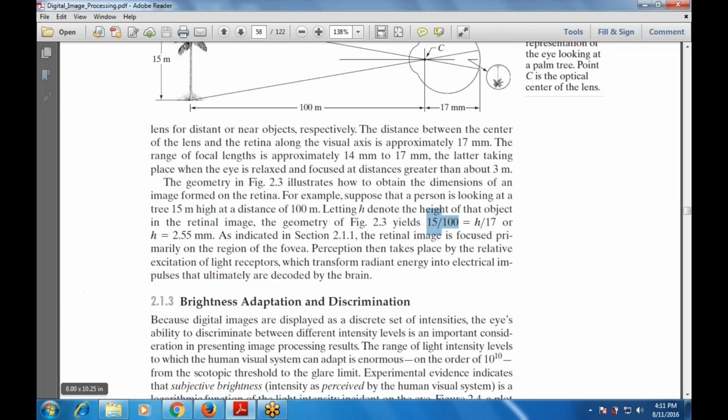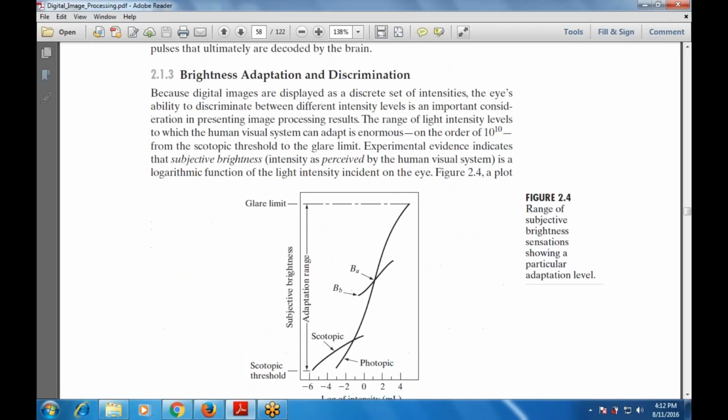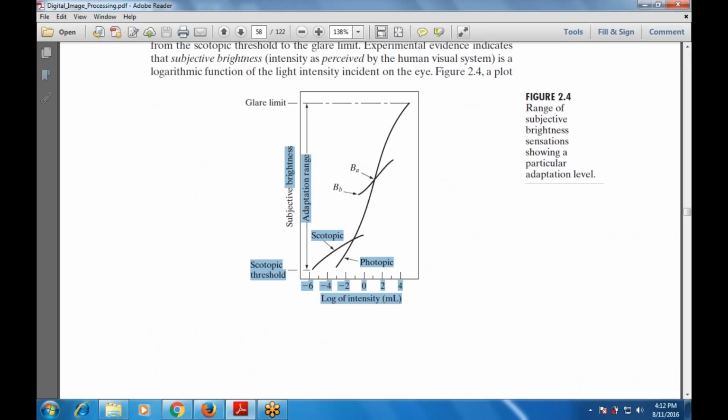Then adaptation means the range to which the visual system is adapted, which is enormous, on the order of 10 to the power 10, as indicated by experimental evidence on subjective brightness. This is the scotopic and the photopic range. This is the log of the intensity, and the subjective brightness. The subjective brightness has a clear limit, and this is the scotopic threshold. This is the range of subjective brightness sensations showing a particular adaptation level.